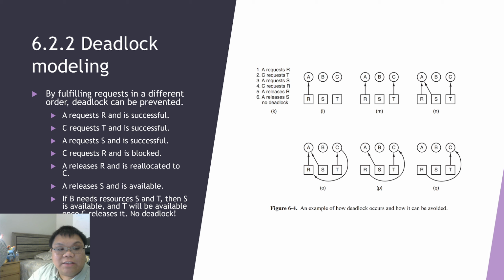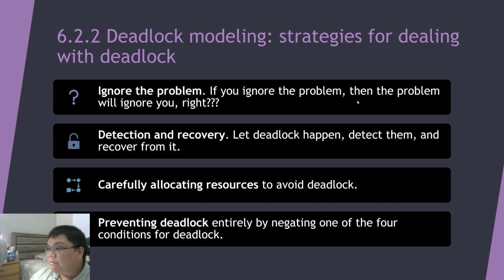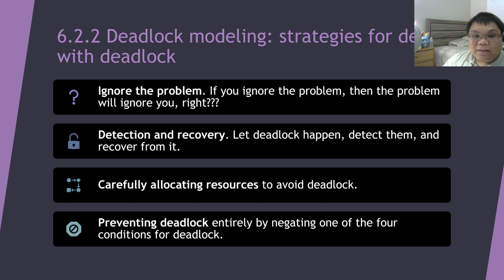Just by changing the order in which resources are requested by processes, we can prevent deadlock. I'm going to end this with the 4 different strategies for dealing with the deadlock, and we'll look at each one in more detail next week. The first strategy is to ignore the problem. If you ignore the problem, then the problem will ignore you, right?